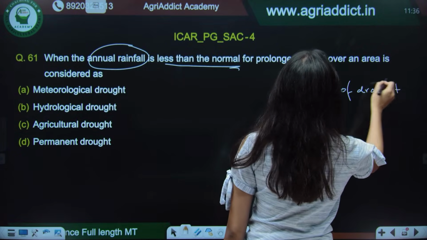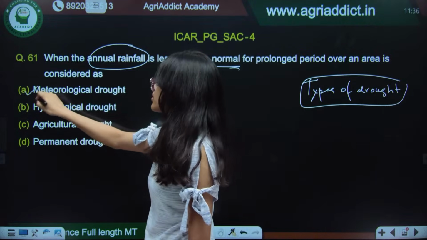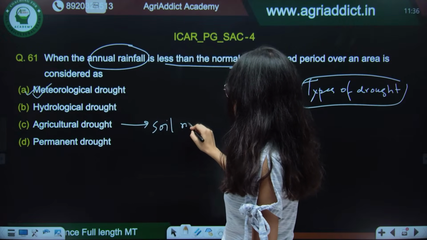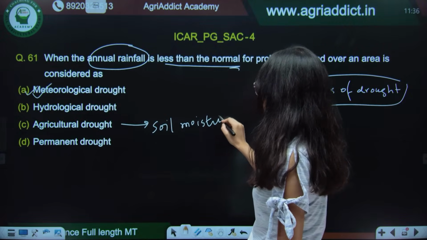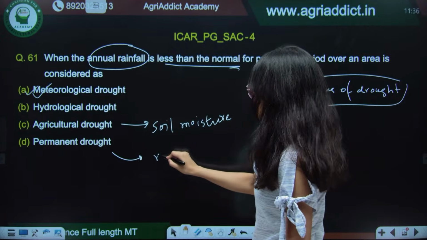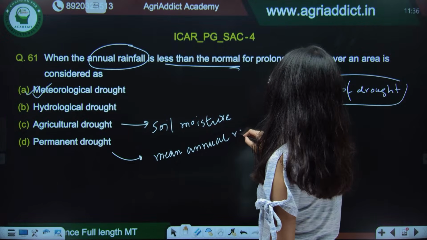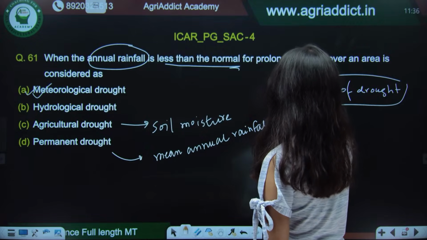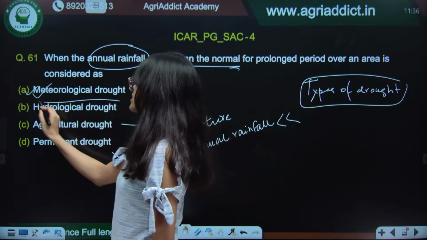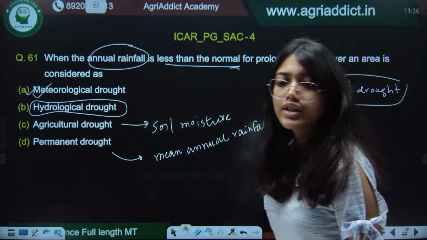Okay. So, because this is an atmospheric phenomenon, it is supposed to be meteorological drought. Agricultural drought will be when there is a deficiency in soil moisture percentage. Permanent drought will be in the areas where the mean annual rainfall is less than the mean annual evapotranspiration. Okay. And the hydrological drought will be related to surface water bodies, whenever their water level decreases.